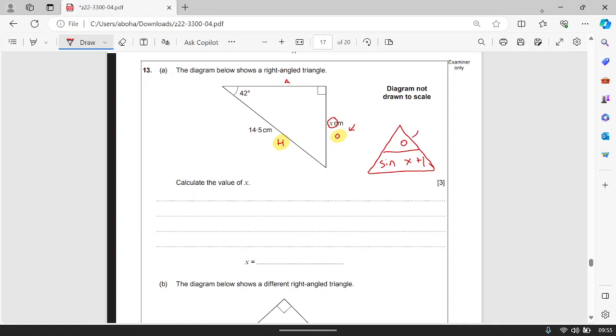So if I was to cover the O, it's a times question. So it's going to be sine 42 times H, which is, that's a H there, 14.5. And then put that on your calculator, and you should get 9.7 as an answer. I've rounded it up, obviously, okay?